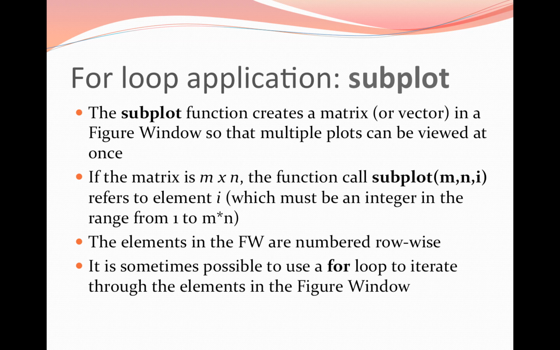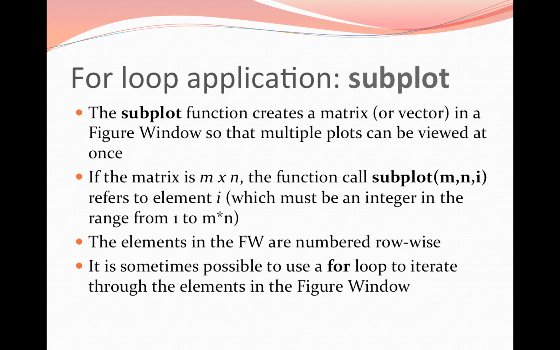One application that is possible in MATLAB of a for loop is to use the subplot function. What the subplot function does is it creates a matrix or a vector in the figure window so that multiple plots can be viewed at the same time. If the matrix is m by n, the call to the subplot function would be subplot in parentheses m, n, i, and that refers to the ith part of the figure window. So the first two arguments that you pass to the subplot function are the dimensions of the figure window, and the third is the part of the figure window in which you're referencing.